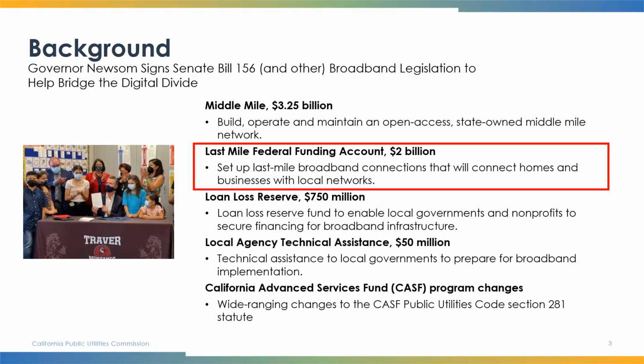In July 2021, Governor Newsom signed into law broadband legislation, including Senate Bill 156, to help bridge the digital divide. The federal funding account is a $2 billion grant program administered by the California Public Utilities Commission for last-mile broadband infrastructure projects. The purpose of the funding is to connect unserved Californians to the internet. We encourage applicants to review the federal funding account resources, including Decision 22-04-055 and its Appendix A that contains the program rules and guidelines.